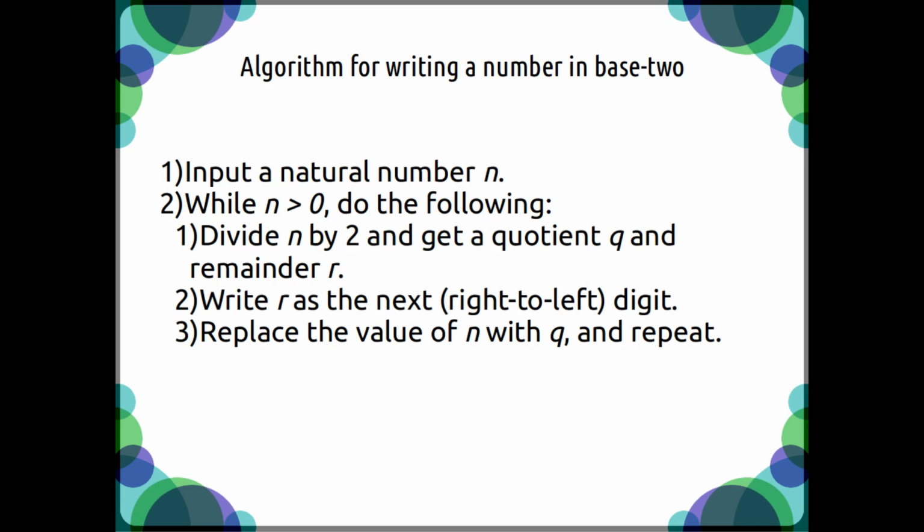To convert between a decimal number and base 2, the book gives us this algorithm. First we have the input of some number n, and while n is greater than 0, we'll do the following. We divide n by 2, because it's base 2. We get a quotient and a remainder, and then we write r as the next digit in the string, but we go from right to left. We replace the value of n with q, and then we repeat.